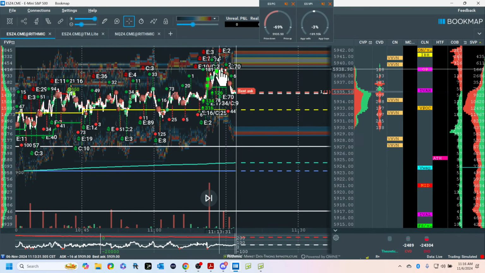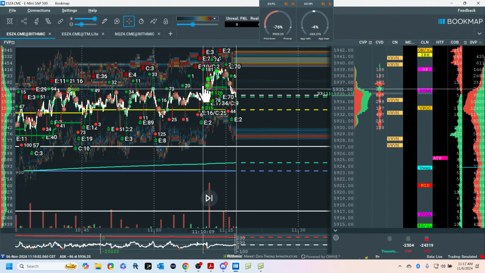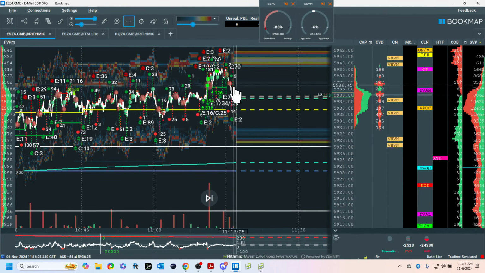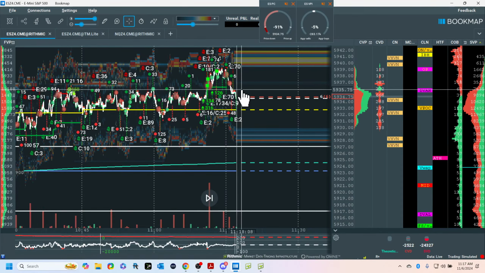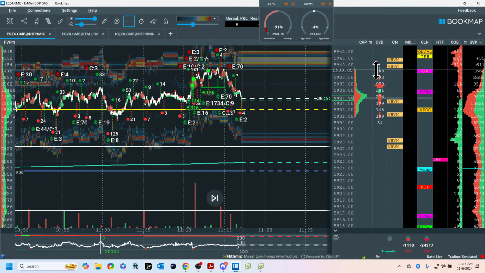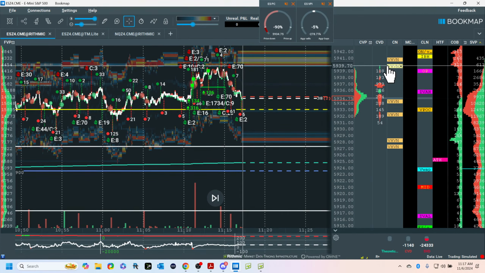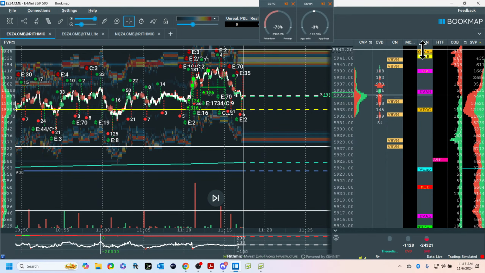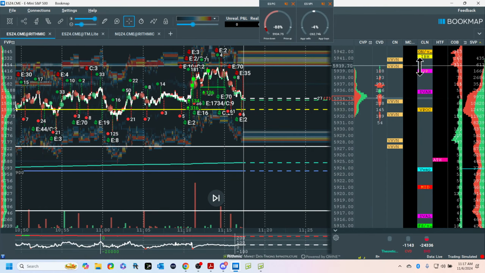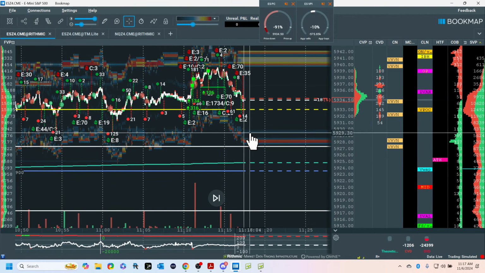Buyers, buyers, buyers. Watch. Counter rotation. Where did we come? Variable high volume node, right? To resistance. So we have resistance, statistics, which are positive, and now rotation.